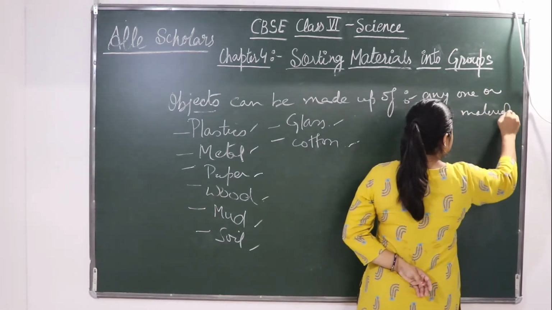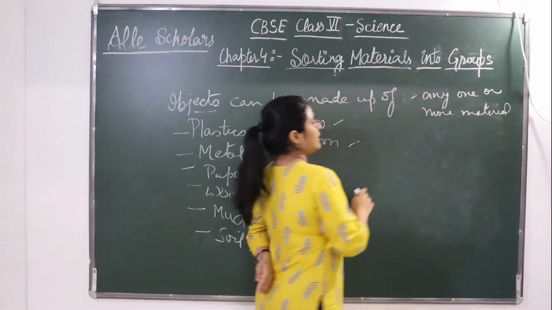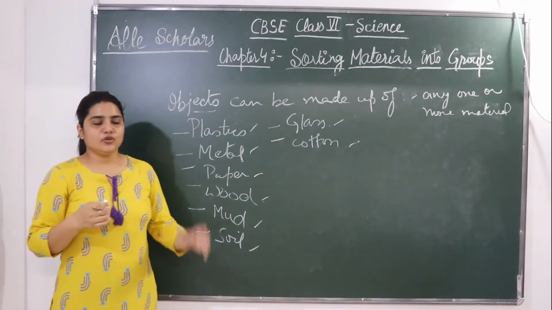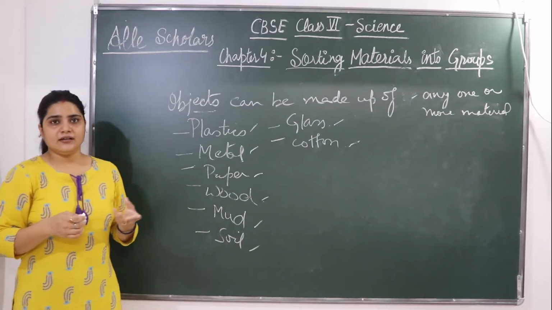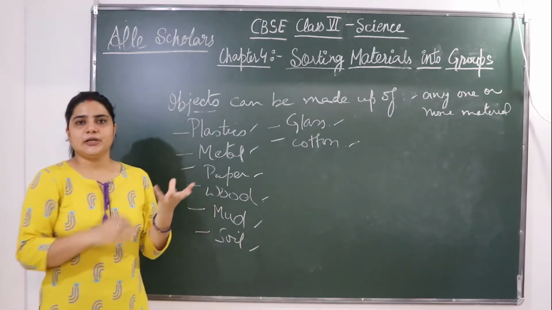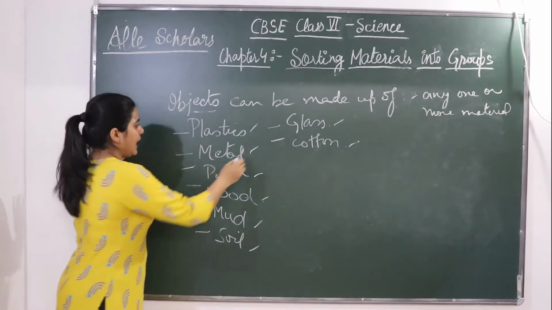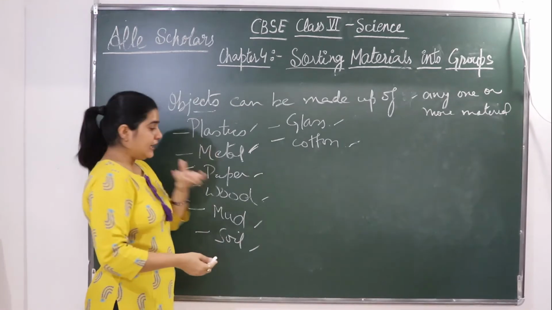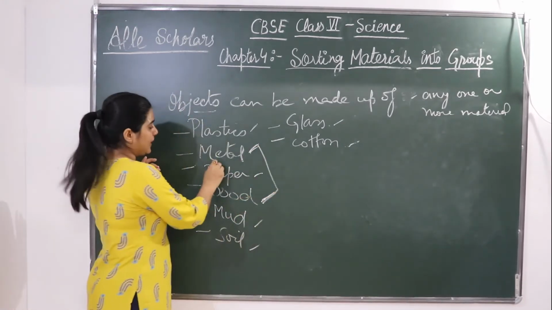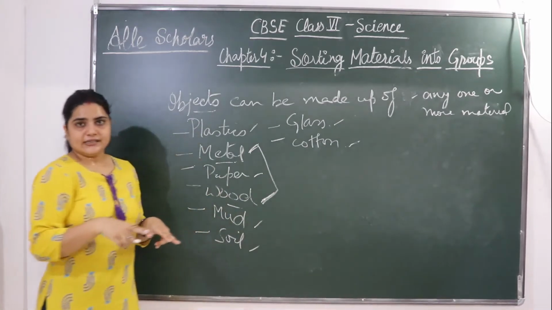Okay, it's not necessary that an object is always made up of only one material. You can see that at your home, your mother must be having some ladle whose circle and round portion is made up of a metal, and its handle may be of wood. So they are made up of two materials, metal and wood.